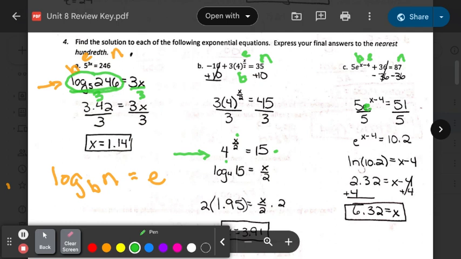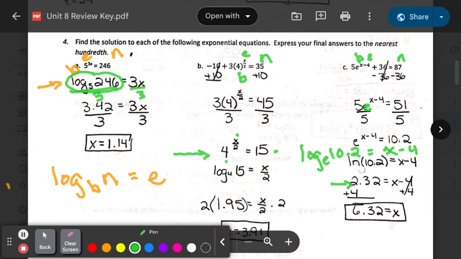You could also do this: log base e of 10.2 equals x minus 4. If you want, that's fine. You'll get the same exact answer as ln 10.2, whatever you're more comfortable with. So either way, you have 2.32, and then you add 4 on both sides, and you get 6.32.